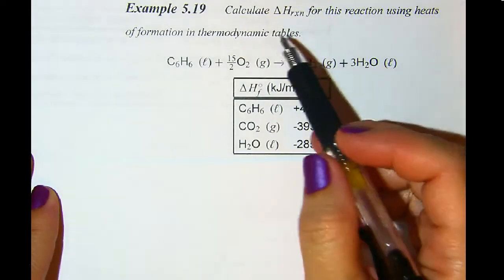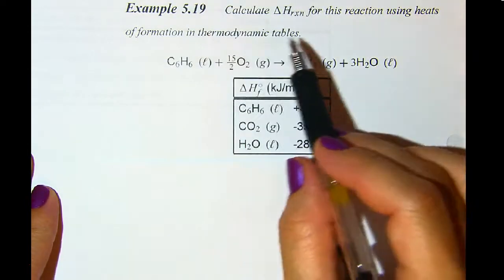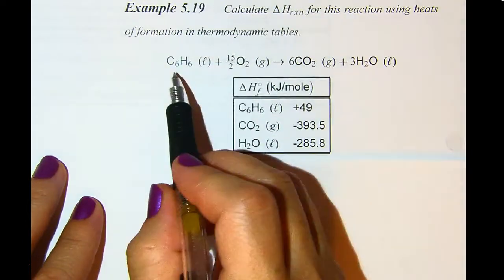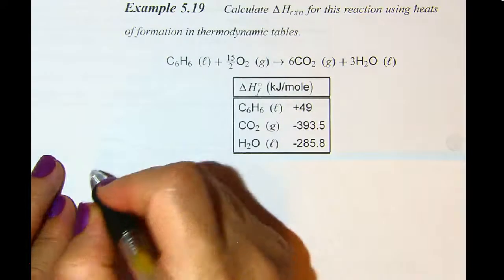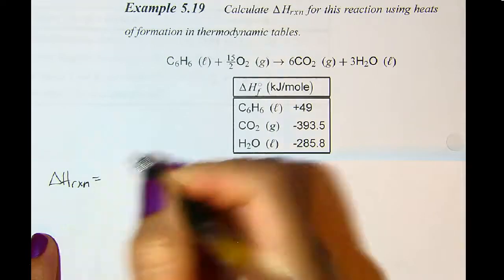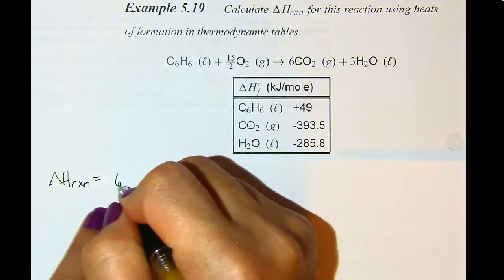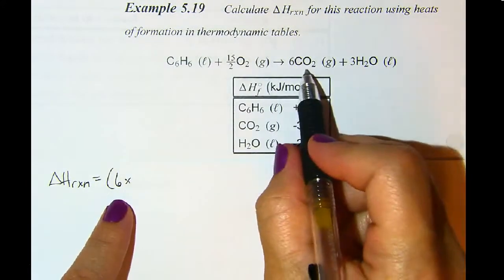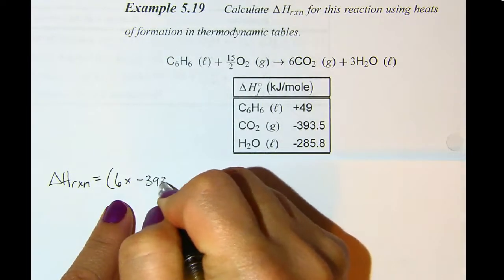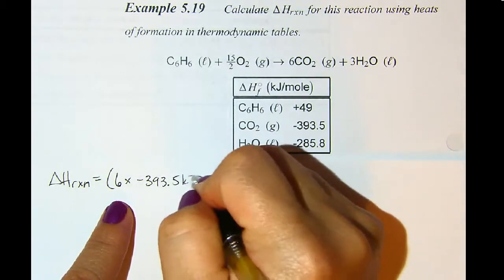Example 5.19. Calculate the delta H of reaction for this reaction using heats of formation in thermodynamic tables. So here's my reaction, and then here are the heats of formation. I'm going to start with the products. So delta H of reaction is equal to the sum of the products. I'm going to take the coefficient of 6 times the delta H of formation of CO2, which is provided here, negative 393.5. Notice it's in kilojoules per mole. Just going to write the kilojoules.